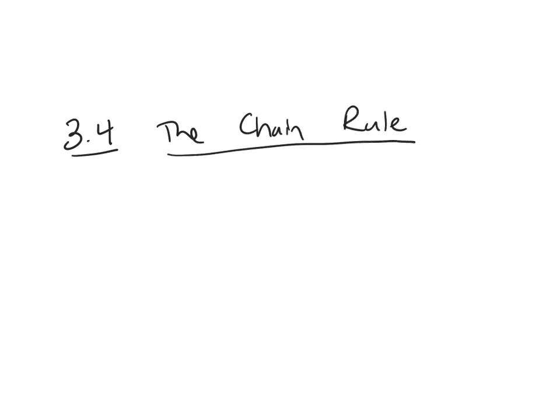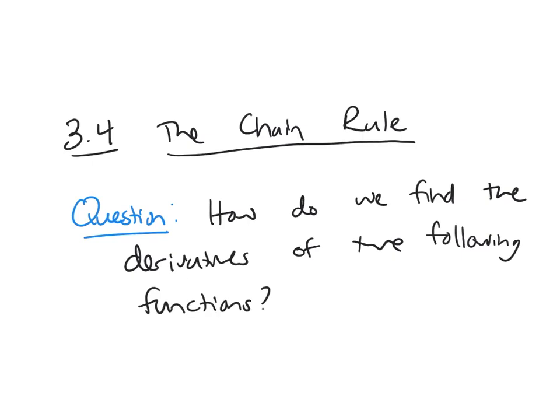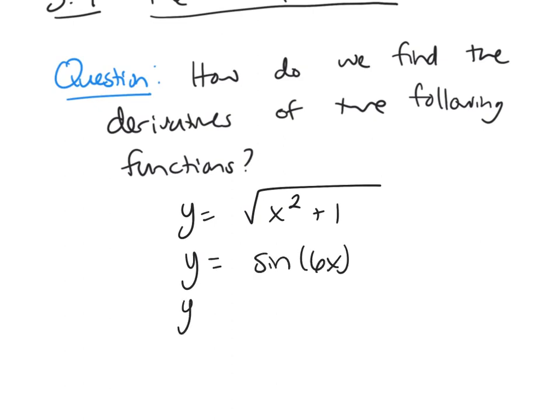So we're going to start our next section, 3.4, which is about the chain rule. When we start, I want to ask the following question. How do we find the derivatives of the following functions? I'm going to give you a few examples here, like y equals the square root of x squared plus 1, y equals sine of 6x, y equals (3x plus 2) to the 5th, and y equals e to the 5x.